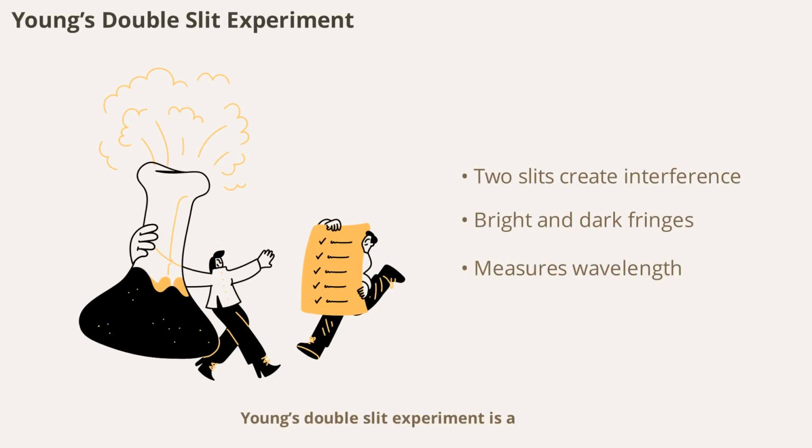Young's double slit experiment is a classic demonstration of light's wave nature. In this setup, light passes through two closely spaced slits and forms an interference pattern of bright and dark fringes on a screen. The experiment provides direct evidence of interference and allows us to measure the wavelength of light. It's a foundational experiment in wave optics and has influenced our understanding of light for centuries.